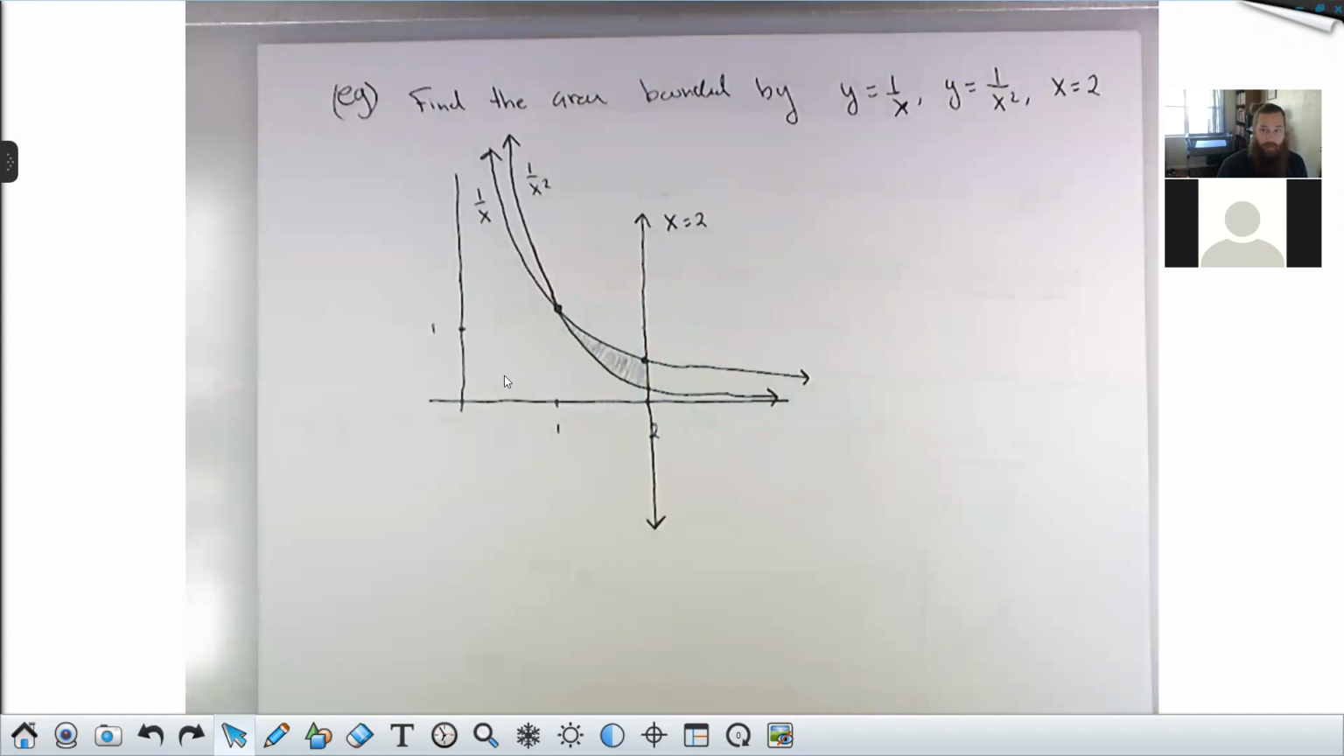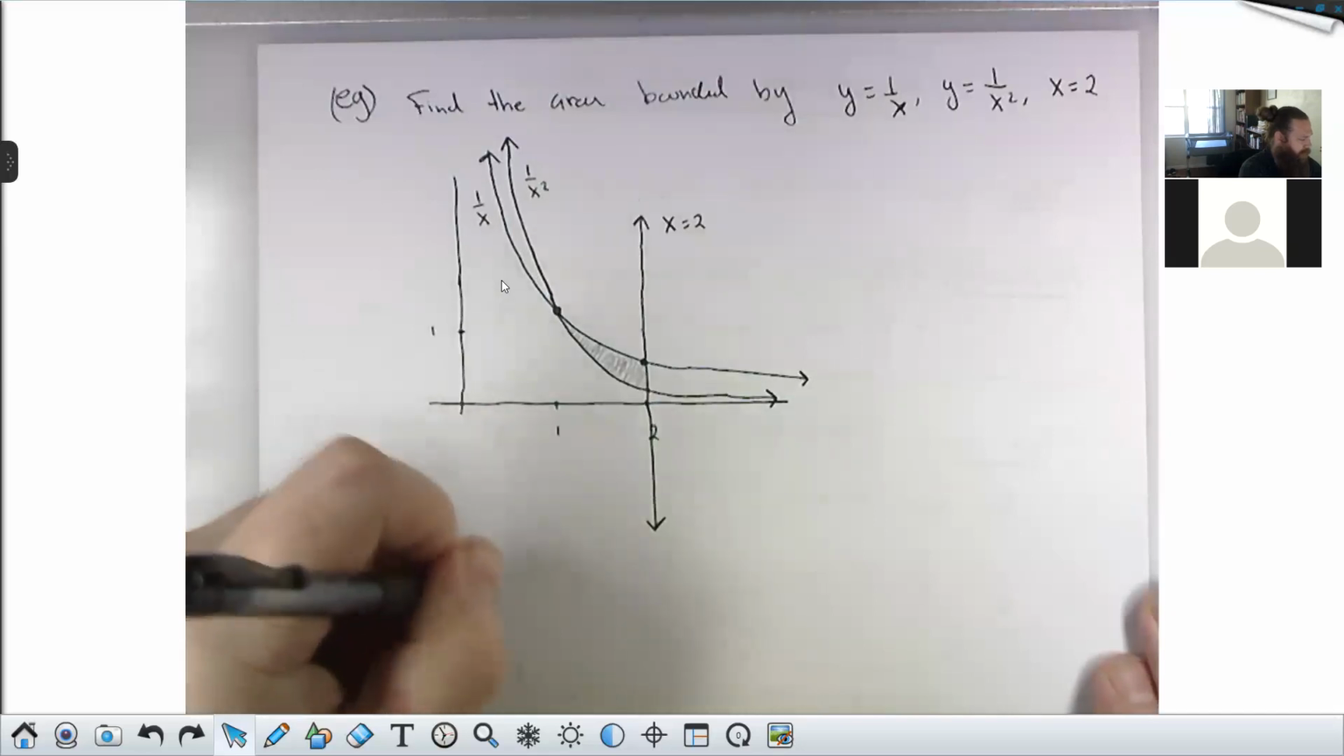We want to identify our upper function, our lower function, A and B. That's all we need. So my upper function here, if we watch this, this is 1 over x, remember? So from x equals 1 to x equals 2, in fact, from 1 to infinity, 1 over x is bigger than 1 over x squared. So my upper function here is 1 over x, and my lower function is 1 over x squared.